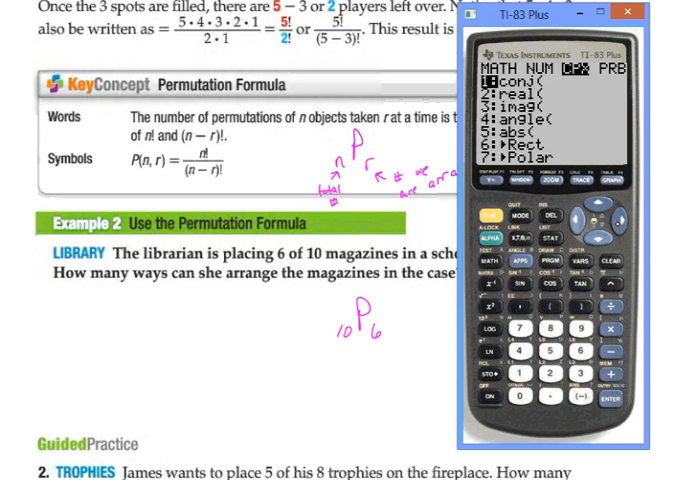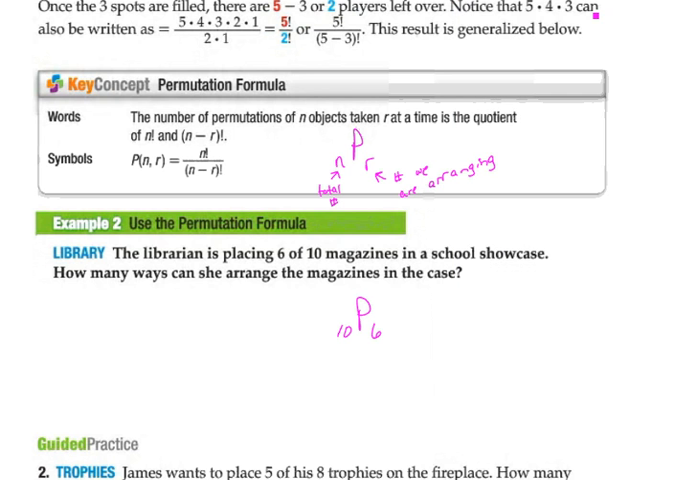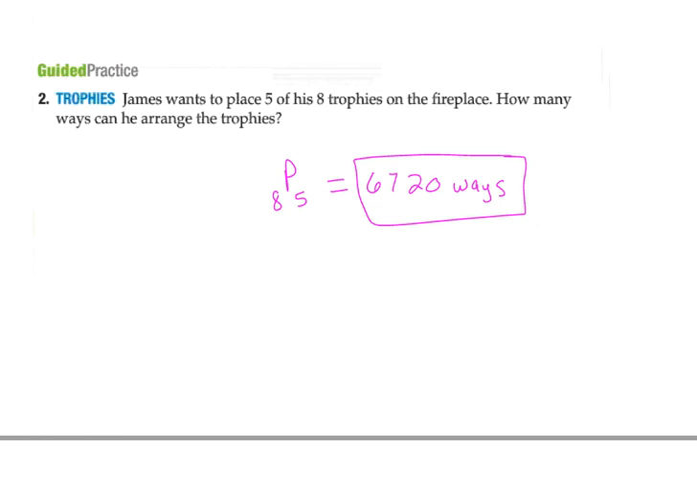Math, probability, permutations is 2. And we want to arrange 6 out of those 10. How many different ways? 151,200. She has a fun job to do. Okay, so permutations, arranging 6 of the 10. Go ahead and try guided practice 2. Okay, so again, we are arranging 5 of the 8, so that is a permutation of 6,720 ways.